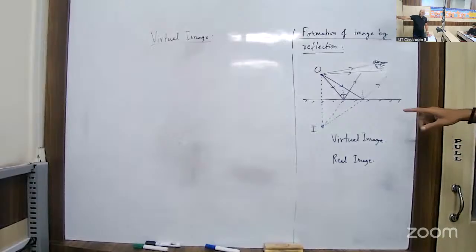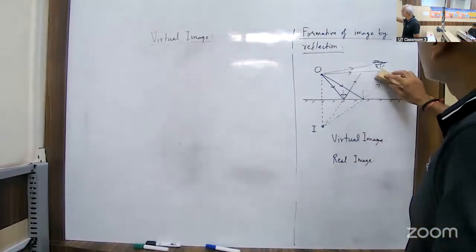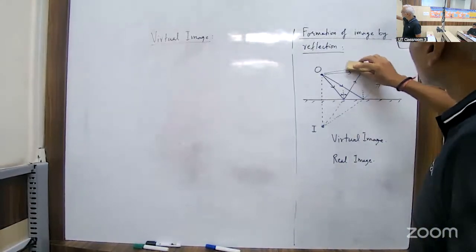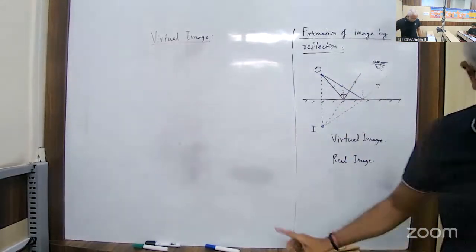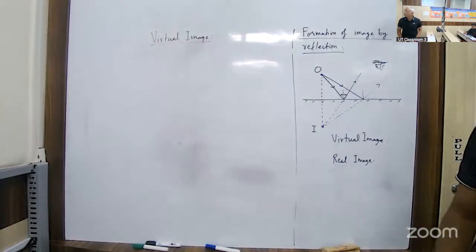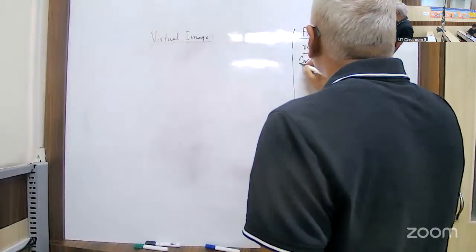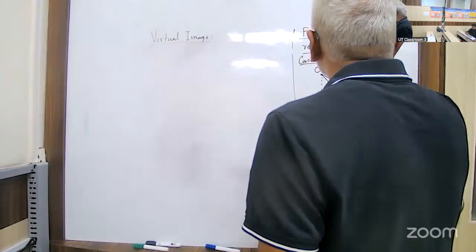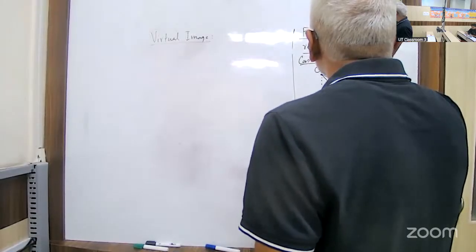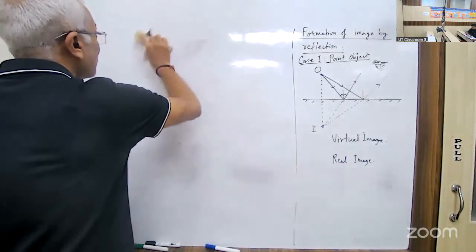So we have already seen formation of image by reflection. This is the case for point object. So this case is for point object. Okay, the second case we will make for extended object.